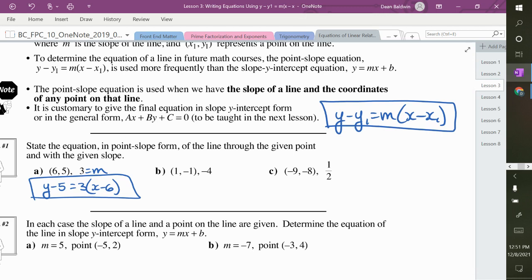Okay. So what's b going to be? So what do you write? So it's y plus 1, because it's a negative, equals negative 4. All we're doing is plugging everything into the proper position in the formula. Okay? We'll do one more. Last one.